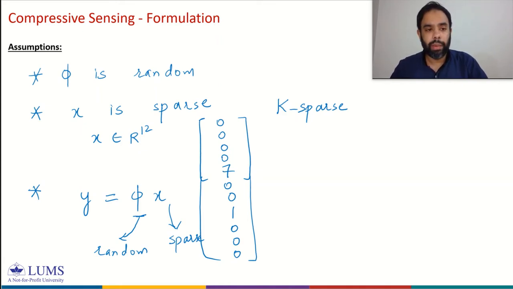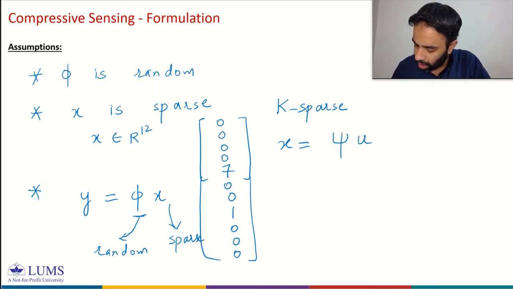So x does not need to be sparse itself. We also refer to x as sparse if x can be represented as a linear combination of a fewer number of bases. So if x can be expressed as x equal to psi u, and if u is sparse, we also refer to x as sparse, since x can be represented by a fewer number of bases that define this matrix psi. If we use this in the measurement model, we have y equal to phi, and instead of x I write psi u. If I define phi times psi as phi tilde, then y is phi tilde u.